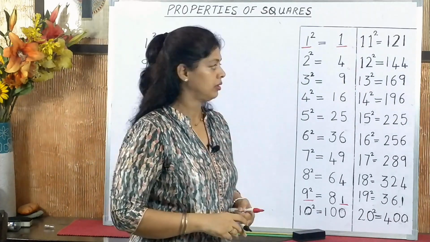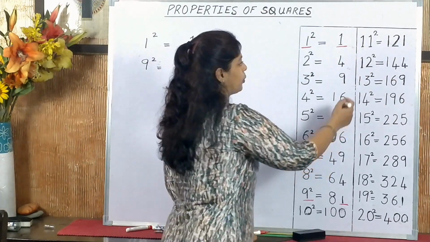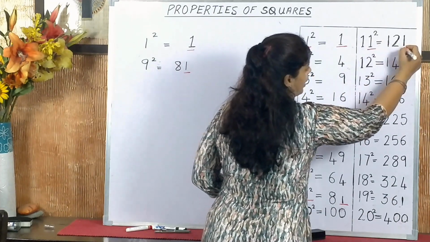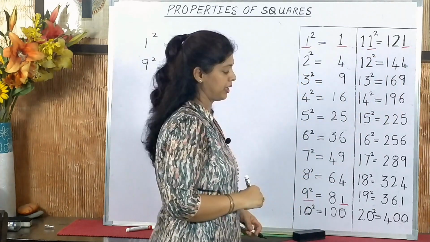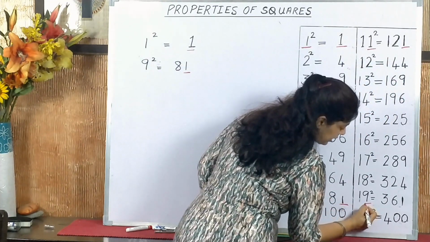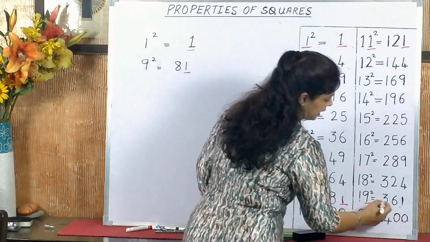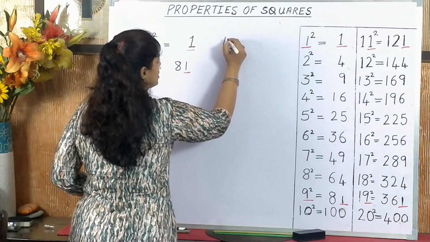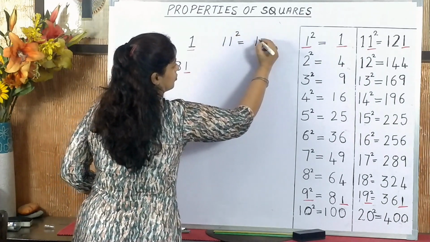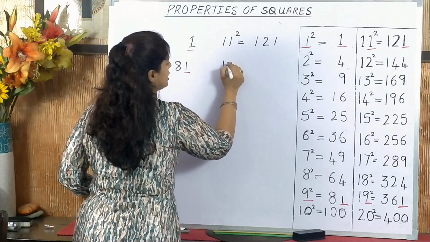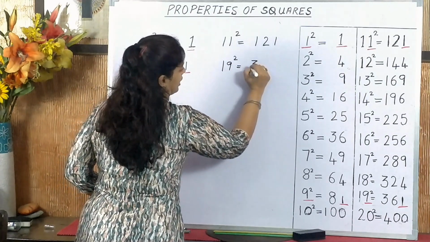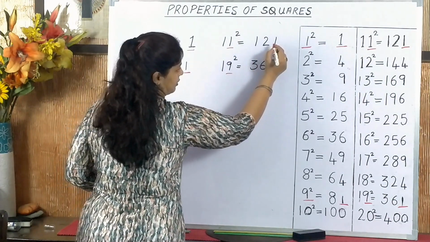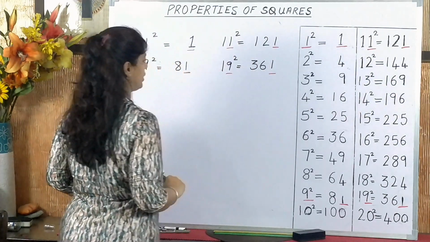Similarly, if we observe the numbers from 11 to 20, the square of 11, again 11 has a 1 in the units place and its square also has a 1 in the units place. And the number 19 has a 9 in the units place, but its square has again 1 in the units place. So I can write 11 square also has 1 in the units place and 19 square also has a 1 in the units place. Original number has 1 or 9, but the square always has a 1 in the units place.